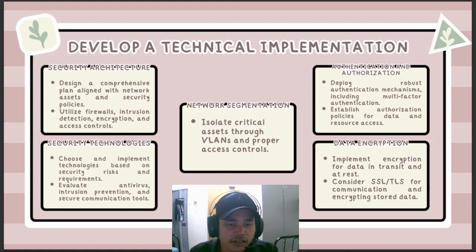Moving on to the fifth point, data encryption. Data encryption is crucial for protecting information both in transit and at rest. We'll discuss implementing encryption protocols like SSL and TLS for communication and encrypting stored data, ensuring that even if unauthorized access occurs, the data remains secure and unreadable.